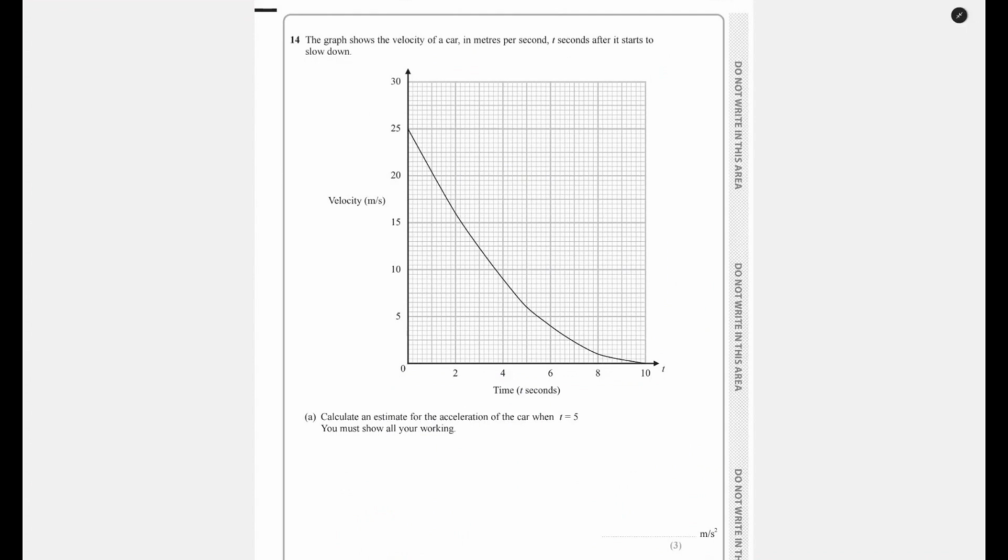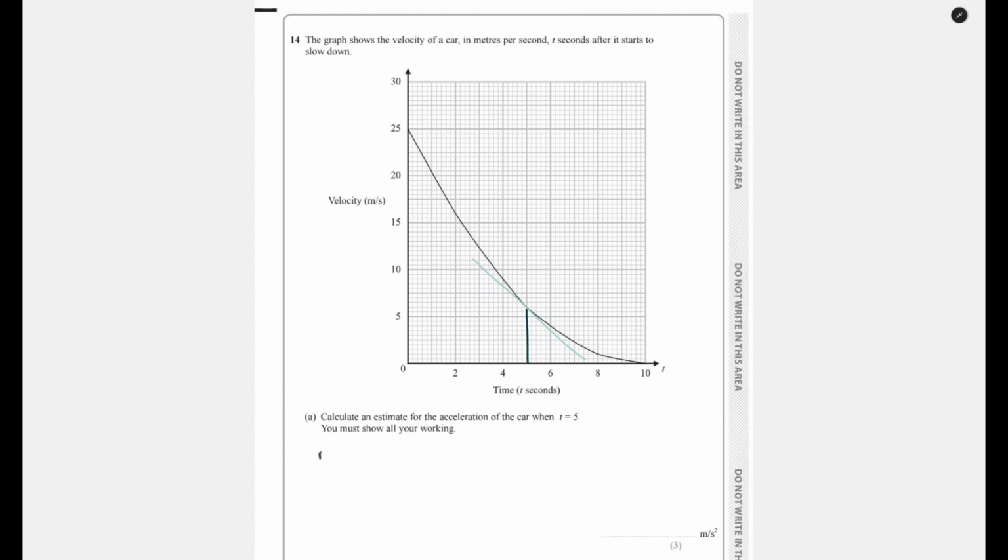Question 14 says, the graph shows the velocity of a car in meters per second, t seconds after it starts to slow down. Calculate an estimate for the acceleration of the car when t equals 5. You must show all your working. Well, t equals 5 is here. Now, to work out the acceleration, or the deceleration in this case, we just need to draw the gradient to the tangent of the curve. So if I draw the gradient at point t equals 5, it will look something roughly like this.